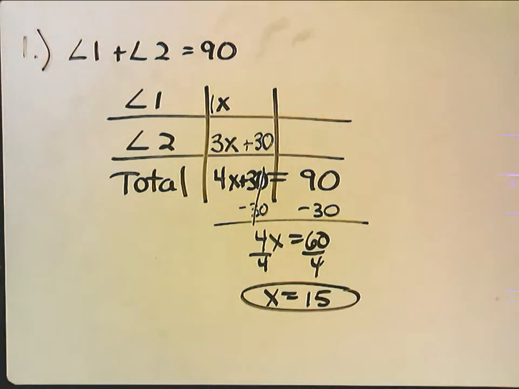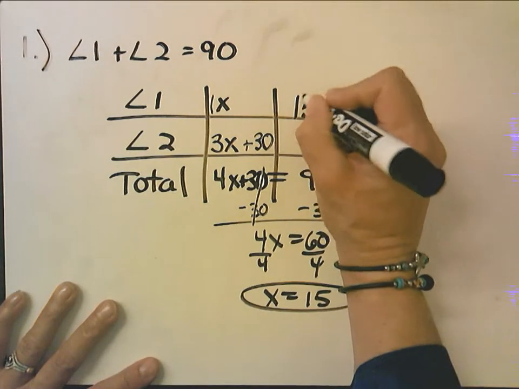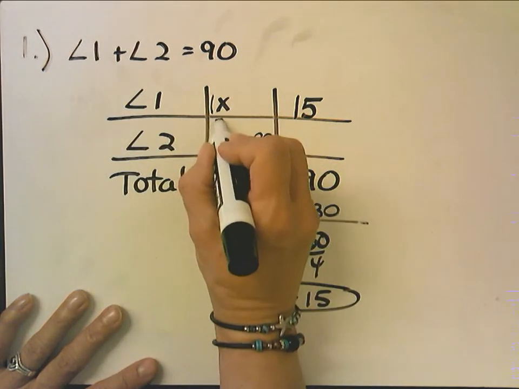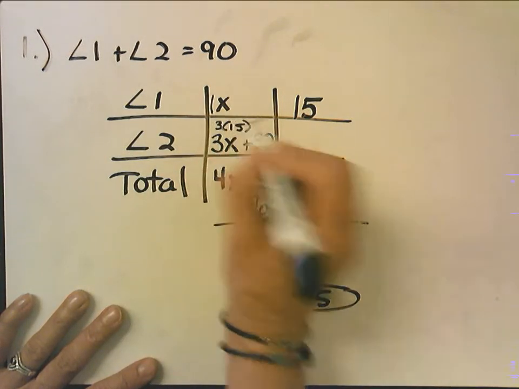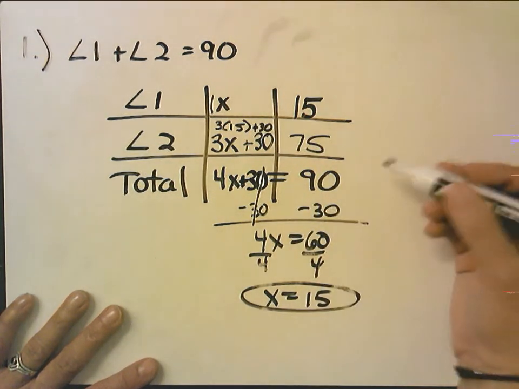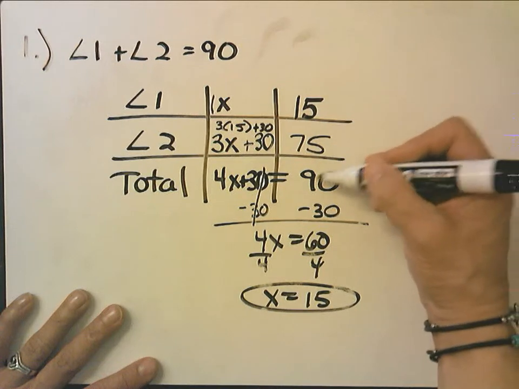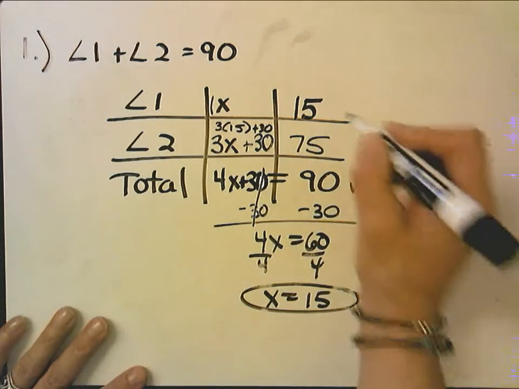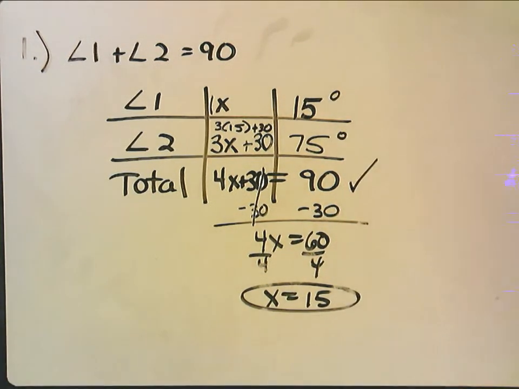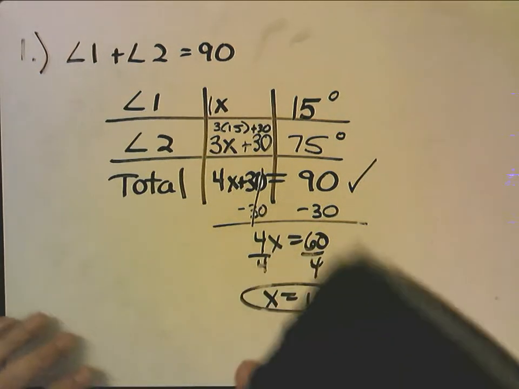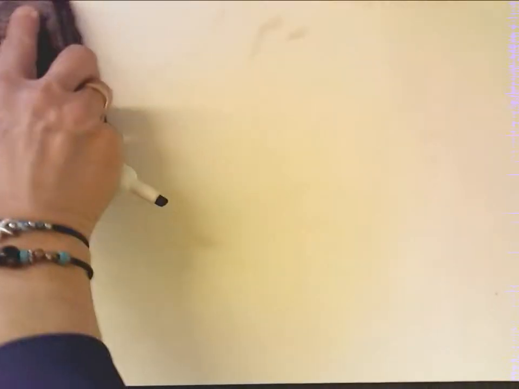Now, I'm not done. I know x equals 15, but how do I find my other angle? Well, I do 3 times 15 is 45 plus 30 is 75. And then I check and say 5 plus 5 is 0, carry the 1, 90, and it works. So I know angle 1 is 15 degrees, angle 2 is 75 degrees. Okay? Now, let's look at number 3.